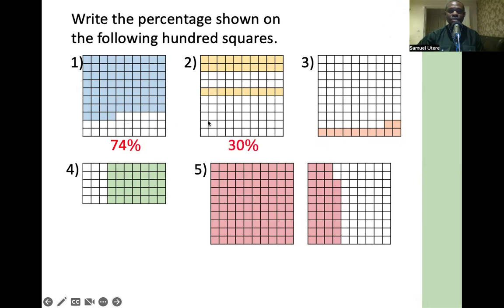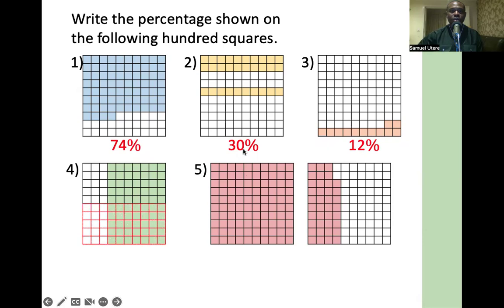Here we have 3 rows, which is 30. So that's 30%. Here we have 1 row, which is 10, and 2 squares. So that is 12%. So we have 12 squares shaded all together. 12 out of 100 means 12%.